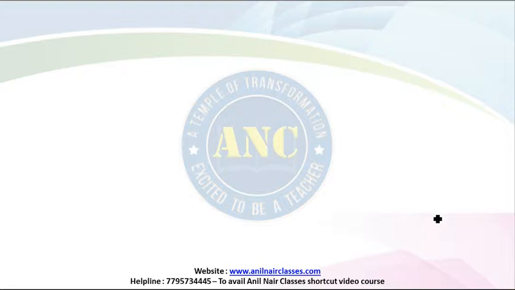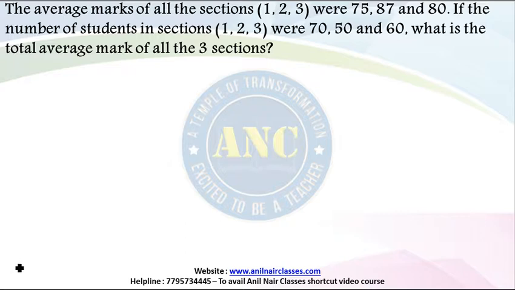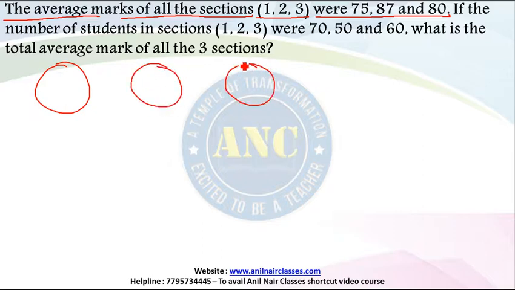I hope the last three questions, that variety of questions, is very, very clear for you. Now, a smart student sitting in the class might get a doubt. Sir, instead of only two parameters, instead of drawing only two circles, what if there are three parameters? That is the beauty of learning through concepts. Please see this question, sir. Your question is: the average marks of all three sections 1, 2, 3 were 75, 87 and 80. There are three sections 1, 2 and 3.